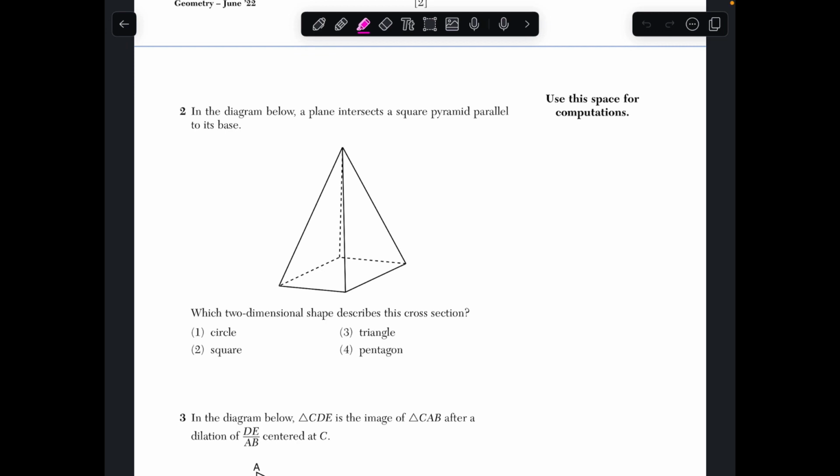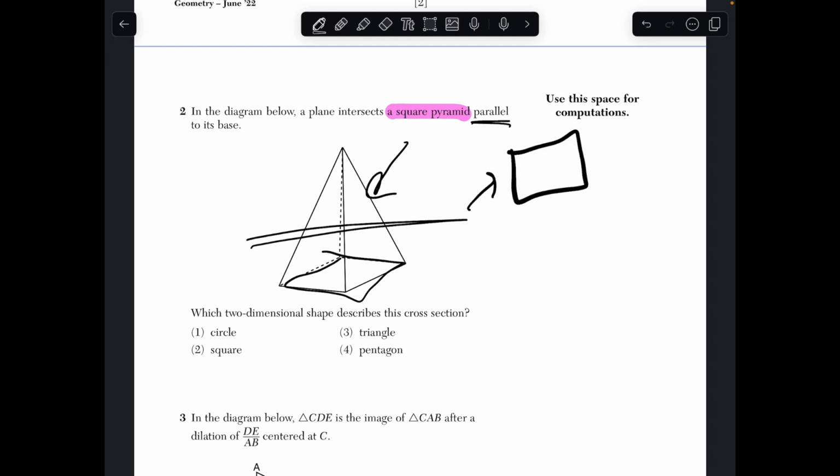In the diagram below, a plane intersects a square pyramid parallel to its base. Which two-dimensional shape describes this cross-section? Now, this question could be very easy or hard depending on the time it took you to really grasp the problem. So a square pyramid, parallel to its base. So if this is the base, which it is, you would cut it this way. That means the cross section would end up a square. So the answer is square.